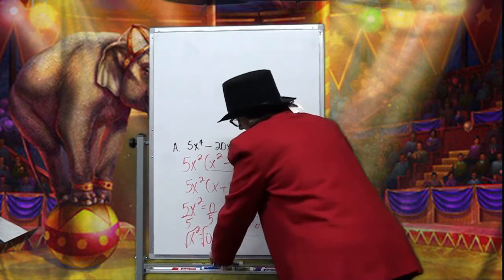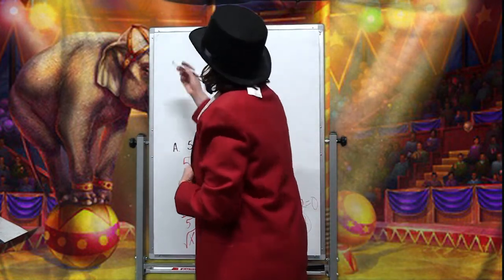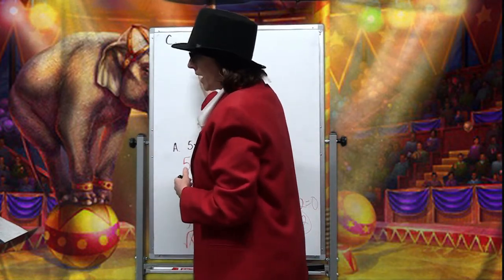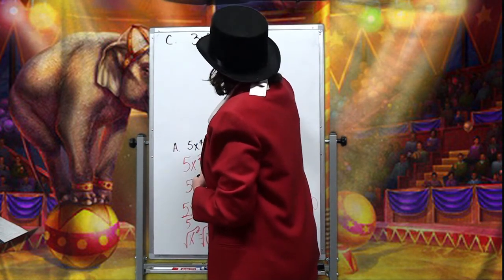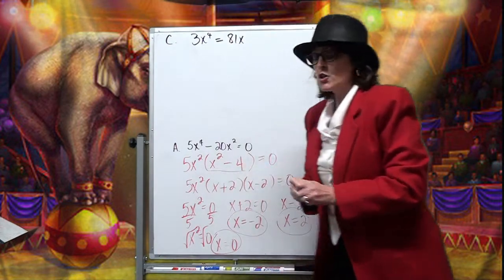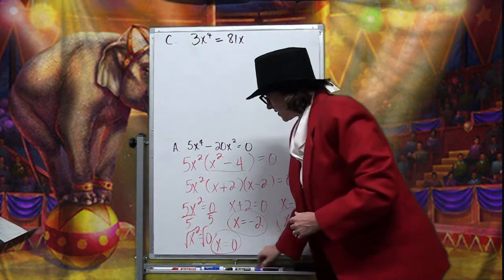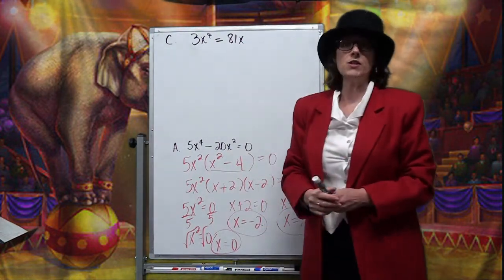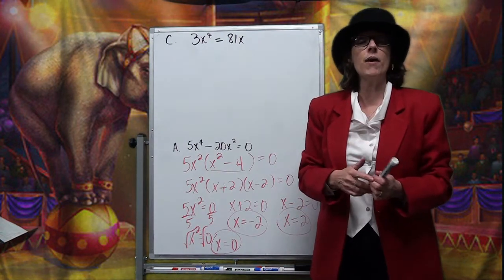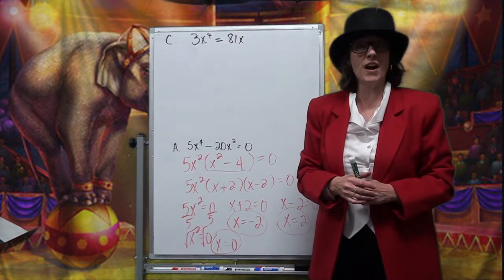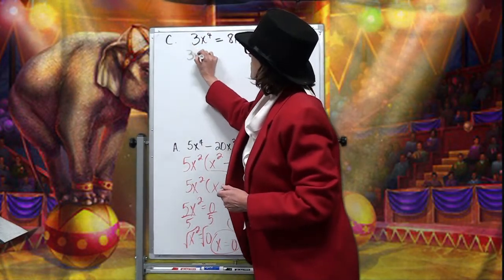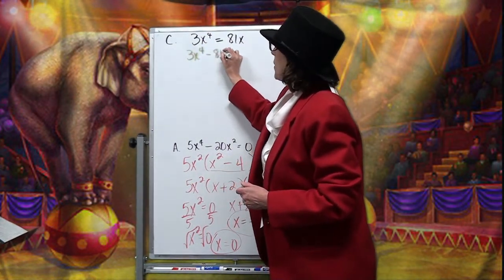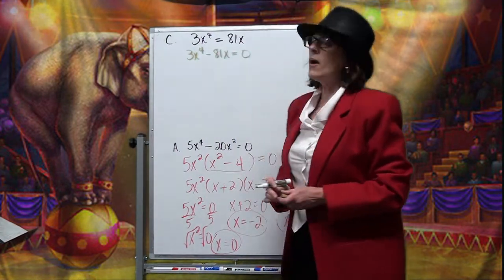Okay, so one more example. And in this one, I have 3x to the 4th equal to 81x. So once again, this is 3rd degree or higher. It's 4th degree, so that means I'm going to set it equal to 0, and then I'm going to factor, and then set each factor equal to 0. So I'm going to subtract my 81x first, and now I'm ready to factor it.